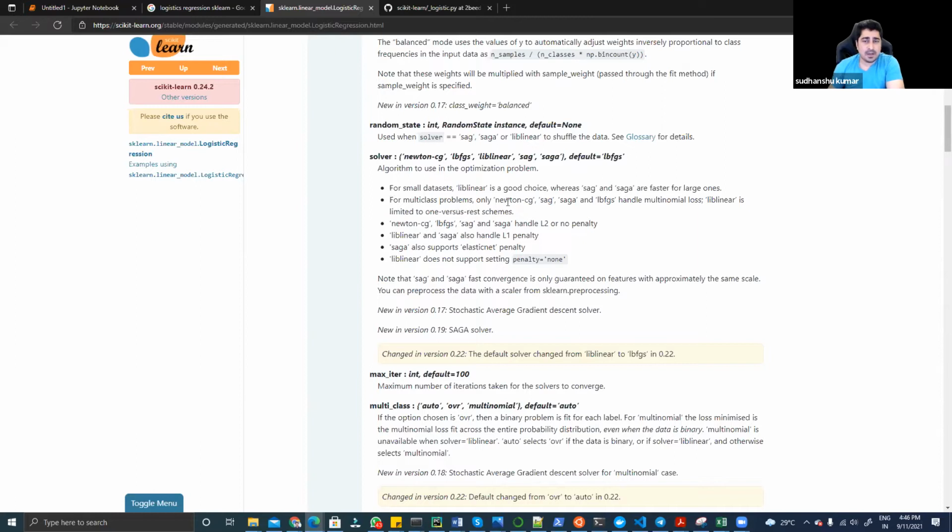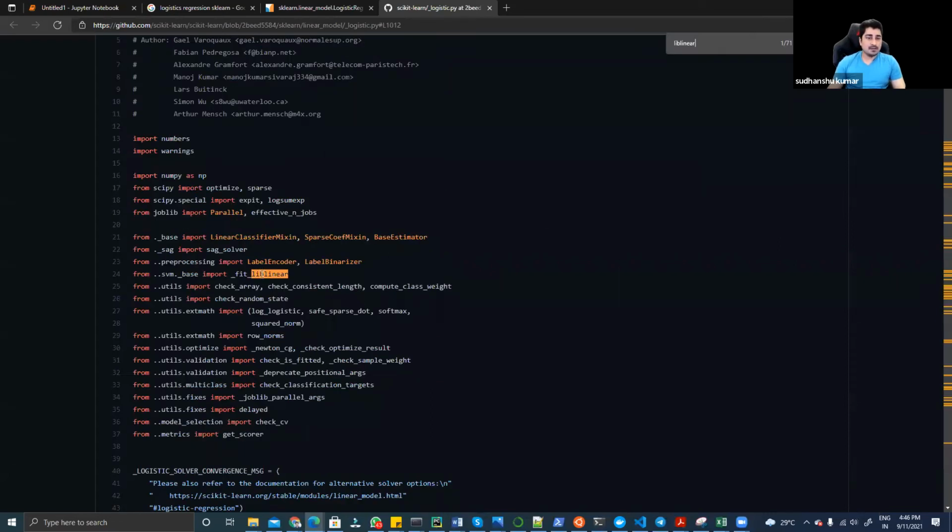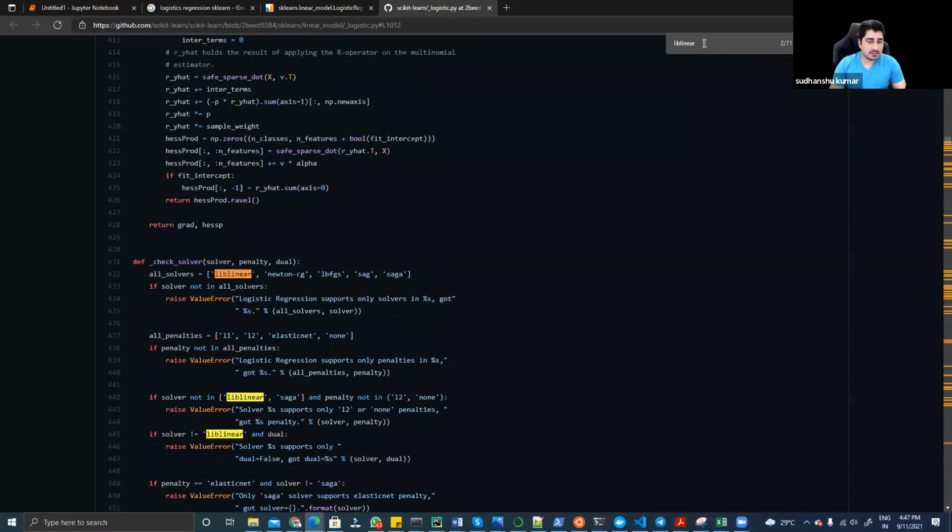Now for a multi-class problem, only newton-cg, Saga, and LBFGS handle multinomial loss. Liblinear is limited to only the one-versus-rest scheme. So more details are again available over here. If someone asks me whether we are supposed to use the liblinear solver for multi-class classification, my answer will be no, because liblinear will be able to handle only binary class classification. It is not going to handle anything else.